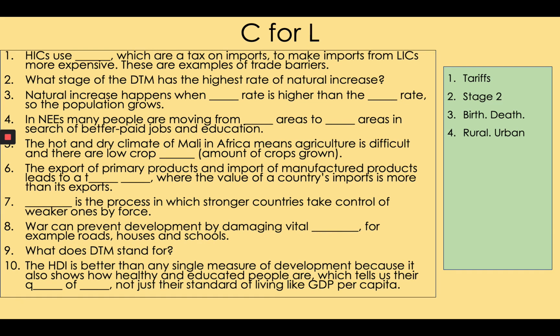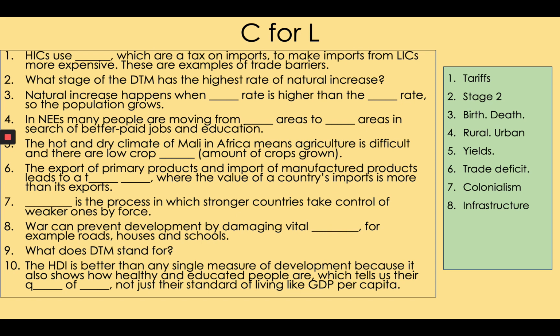5. The hot and dry climate of Mali in Africa means agriculture is difficult and there are low crop yields. 6. The export of primary products and import of manufactured products leads to a trade deficit, where the value of a country's imports is more than its exports. 7. Colonialism is the process in which stronger countries take control of weaker ones by force. 8. War can prevent development by damaging vital infrastructure, for example, roads, houses, and schools.